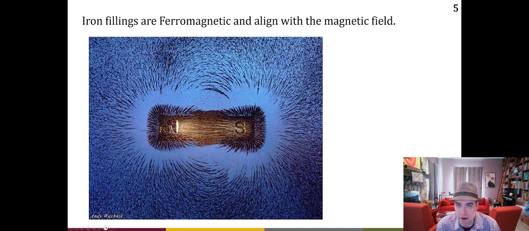We can also take some iron filings, which are ferromagnetic. So we take a little permanent magnet here and we drop some iron filings around it. We notice that these filings line up with the direction of the force that they receive. Okay. And we're going to call this the magnetic field. So these iron filings are mapping out the magnetic field around this permanent magnet, similarly to how we have the electric field around charges.